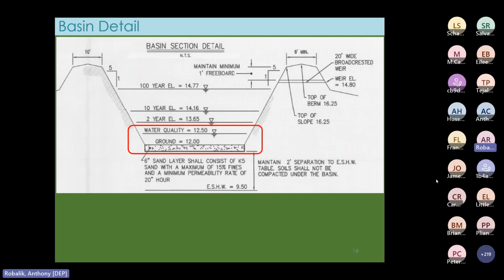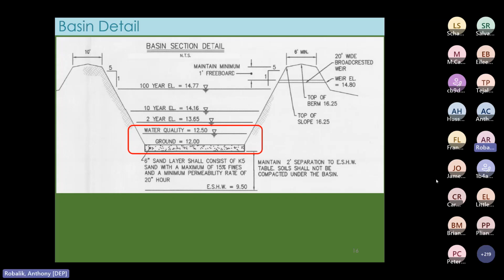So here's a detail of the basin. It shows the ground elevation of the bottom of the basin. It shows the water quality design storm, the 2, 10, and 100-year storm elevations. And it also shows where they estimated the seasonal high water table to be.